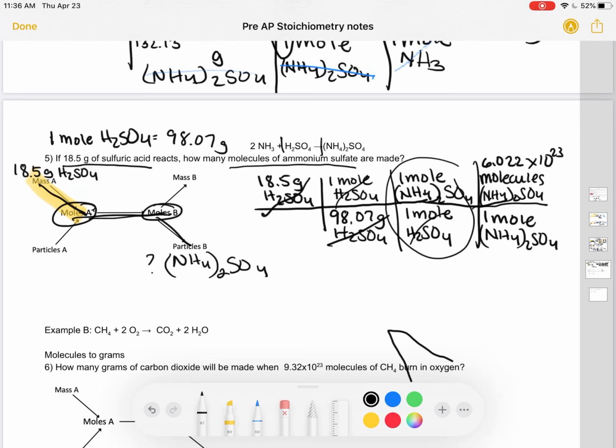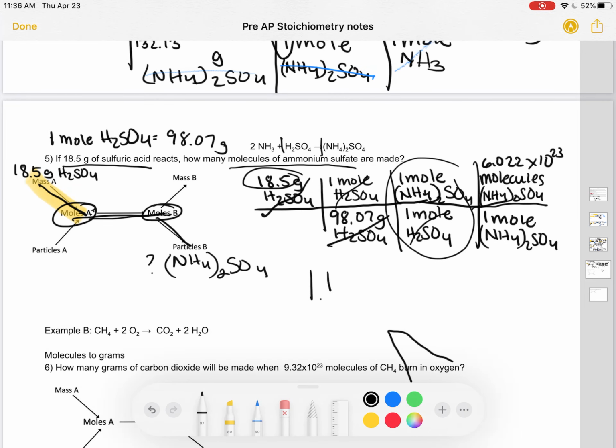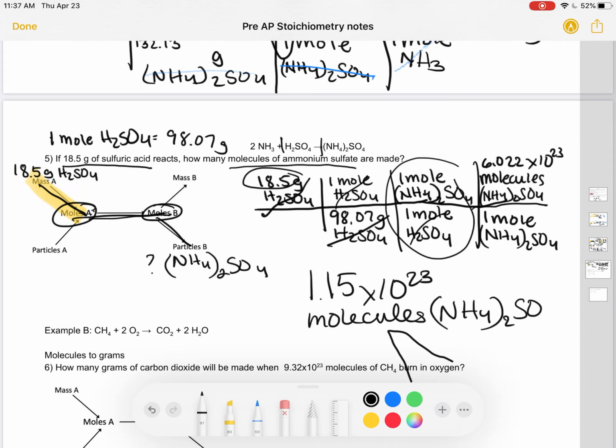All right, so we have this problem, and let me get my answer here. So we started with 3 digits, so our answer will have 3 digits. The exponent doesn't count towards our number of digits. So our answer is going to be 1.15 times 10 to the 23 molecules of (NH4)2SO4.